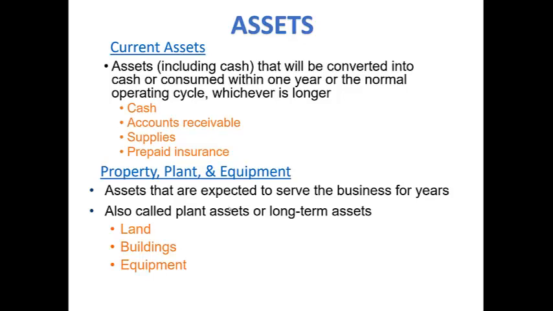Now, property, plant, and equipment are those assets that we've purchased that we're going to use from year to year. Examples are land, buildings, and equipment. Typically, it's the items or the assets that we depreciate. Of course, land is not used up or consumed, so it does not get depreciated, but buildings and equipment, furniture, those types of assets are depreciated because they are used for more than 1 year.